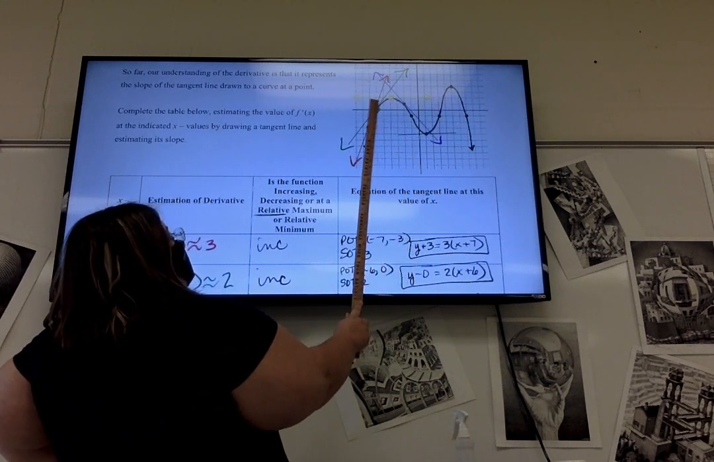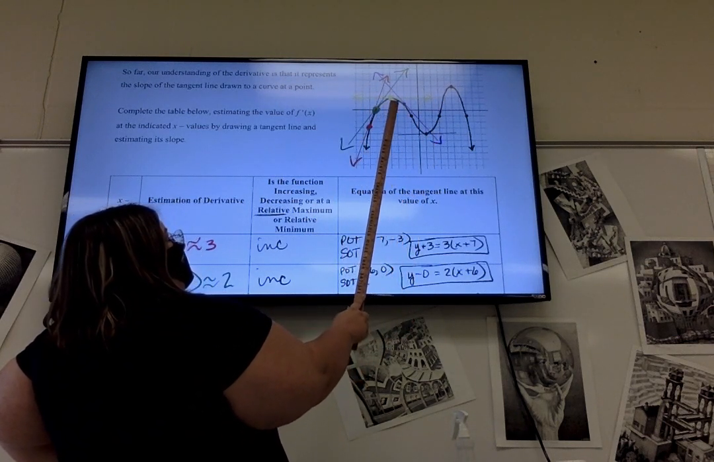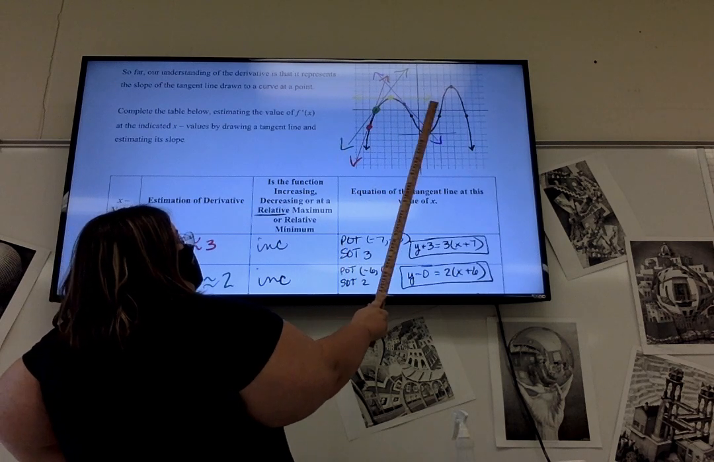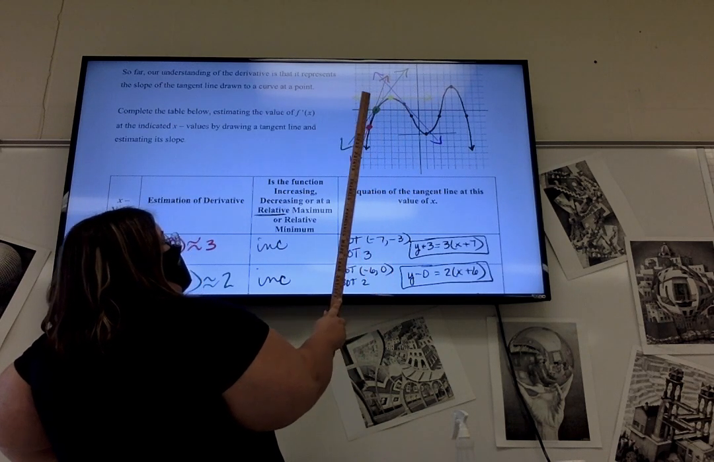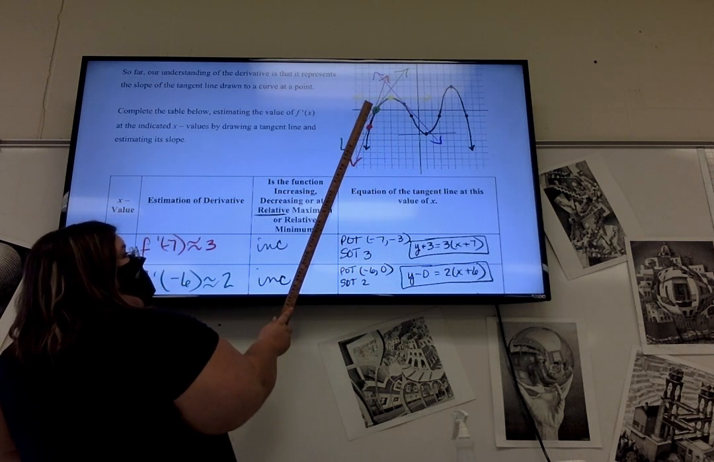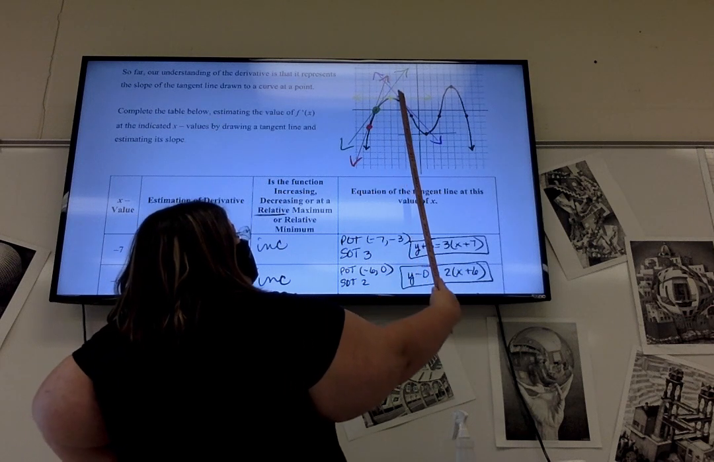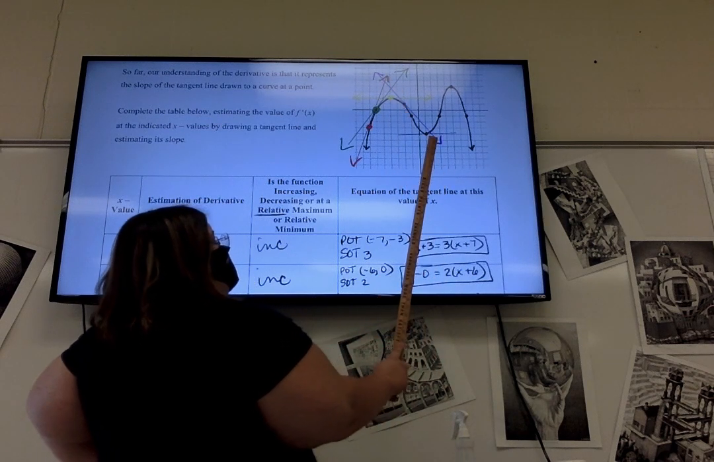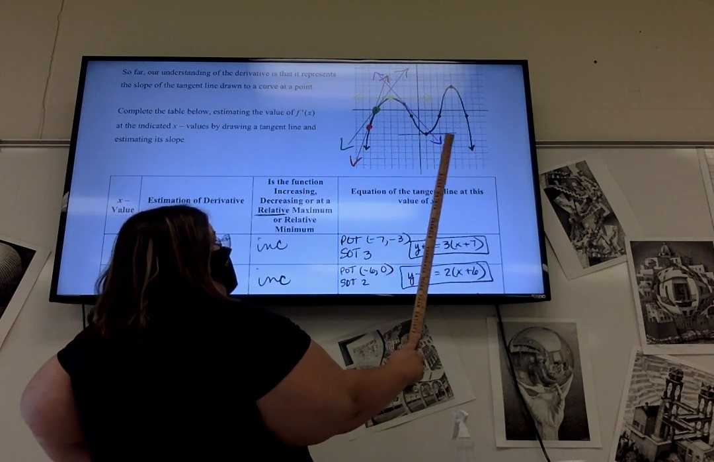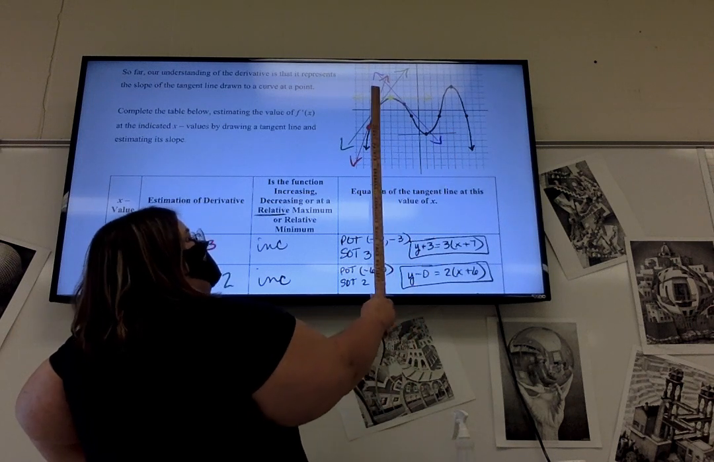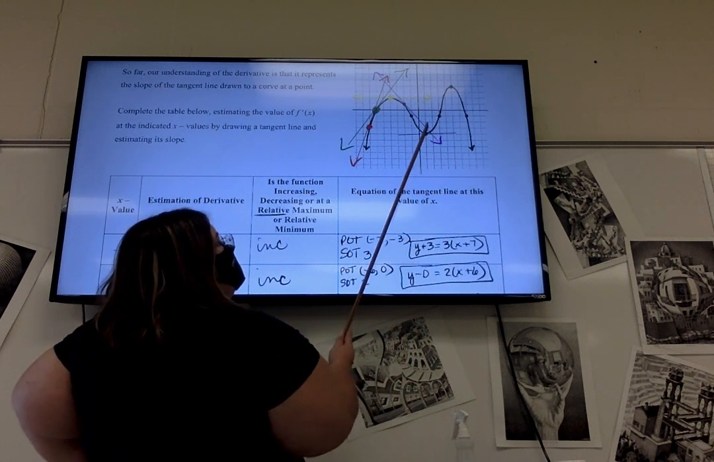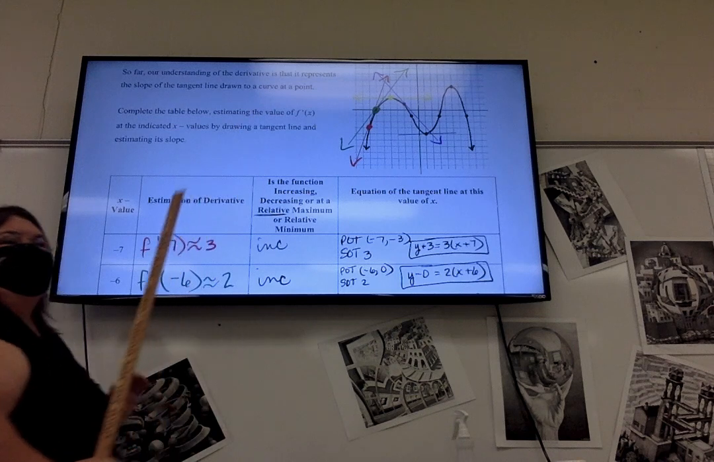And now look around it. In order for it to be a maximum, f prime is 0. What's the x value? And the derivatives on this side are what? Positive. And the derivatives on this side? Negative. This one is a minimum. So f prime is 0, and it goes from negatives to positives.